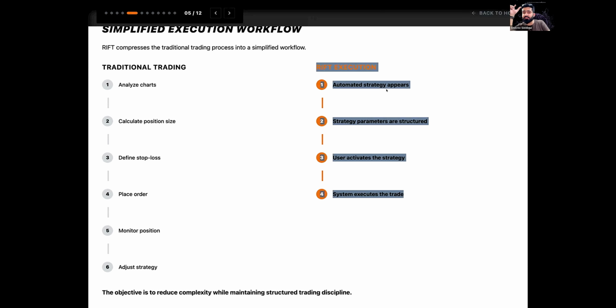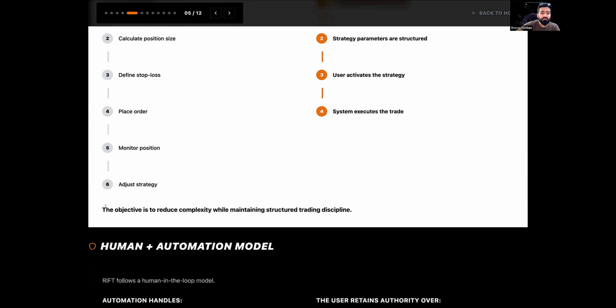The system tells you how much profit you are going to make with this strategy. If you want to go, you say yes; if you don't, you say no. As simple as that. So manual trading is also very automated, it gives you the results, the outcomes, even before. And the objective is to reduce the complexity while maintaining structured trading discipline.